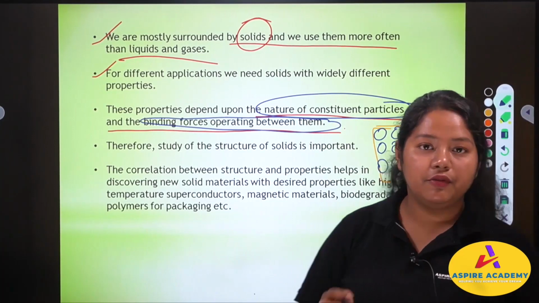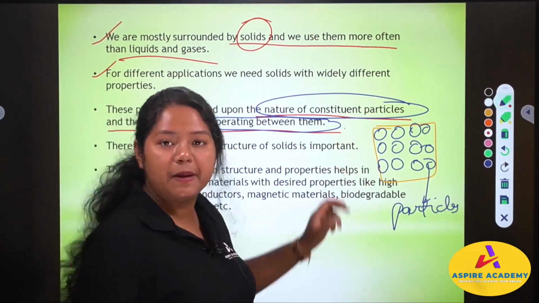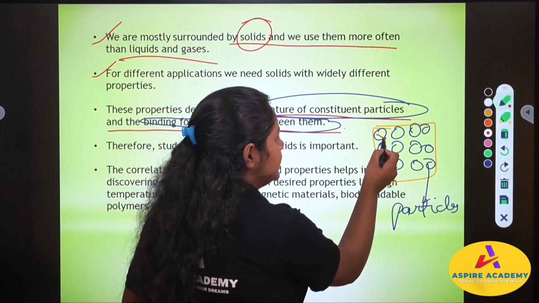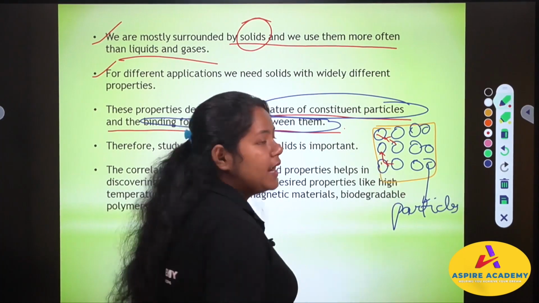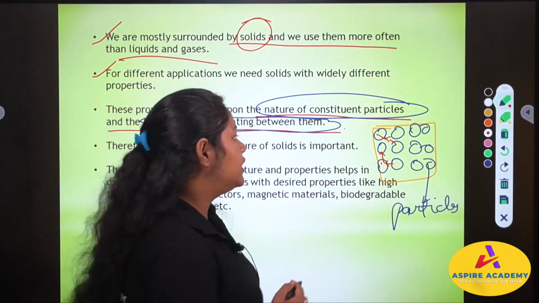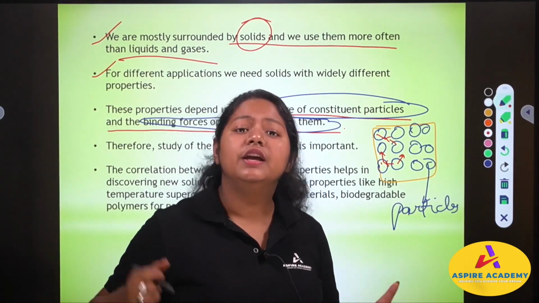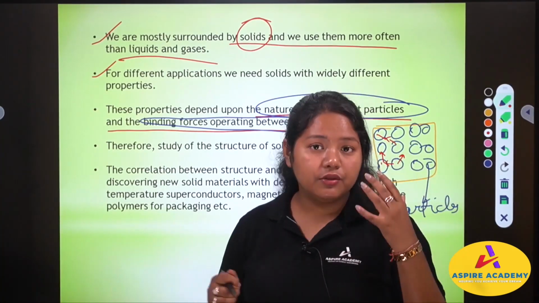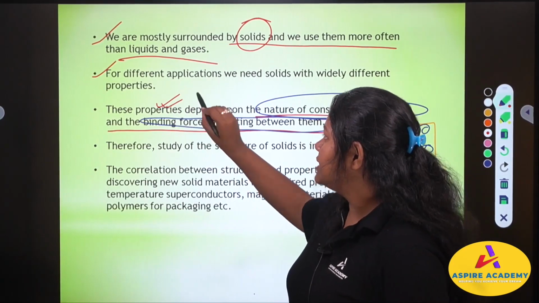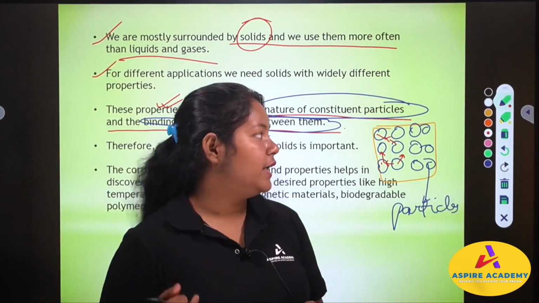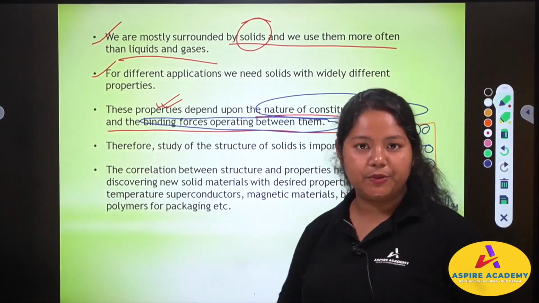Now with what force? As I told you, matter has particles inside it. Now whether these particles are attracting each other or they are in complete opposite direction, whether they are in attraction or in repulsion, all these factors hugely hamper the property of solid. Done? You have understood the properties depend upon two things, that is the nature of the constituent particles and the binding force operating between them.